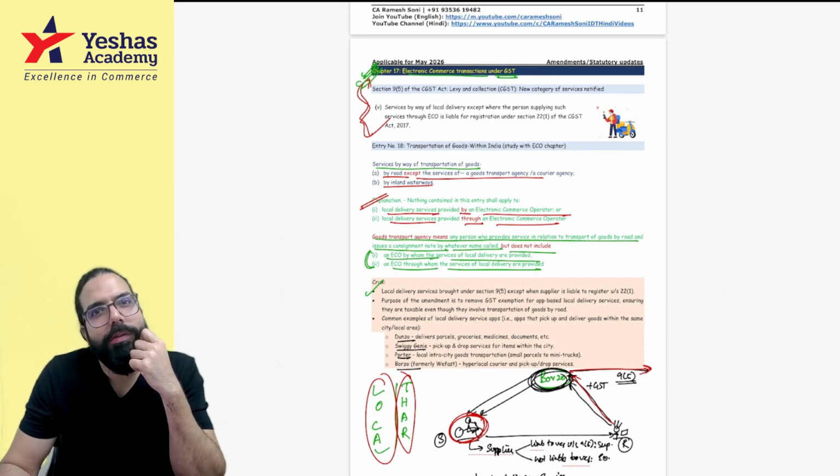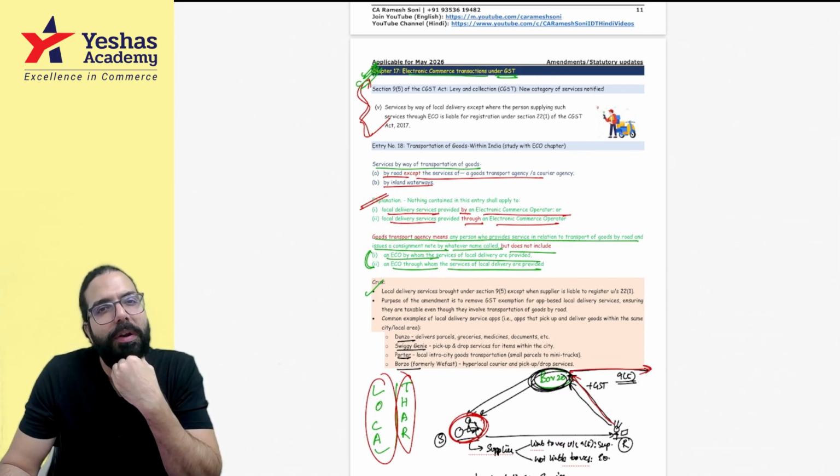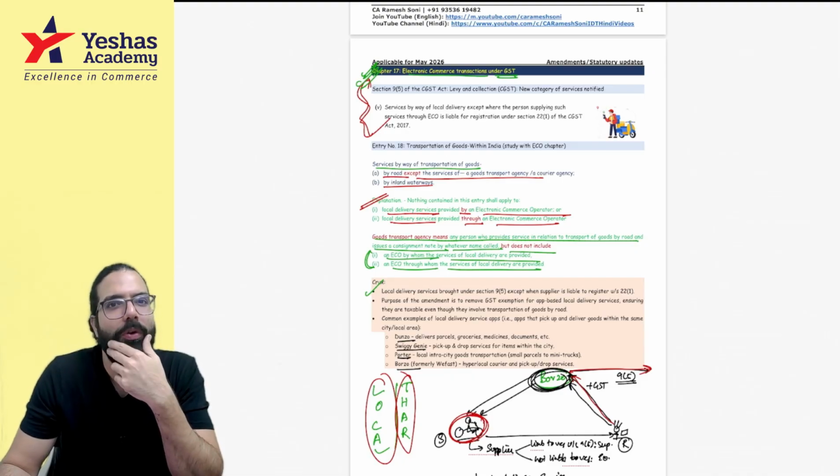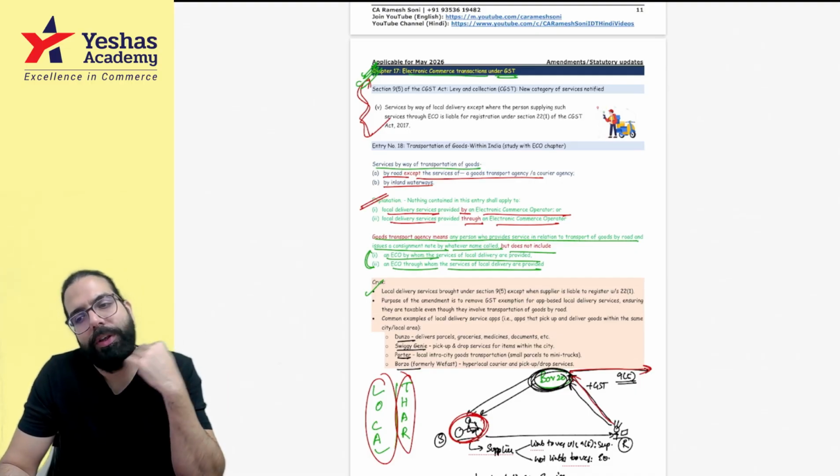New question means they will tell you, Ram, an individual truck owner is transporting the goods. Local delivery services is giving it through e-commerce. Then the e-commerce operator will pay. Is the point clear to all of you? Yes, sir. The point is clear. Let's go.